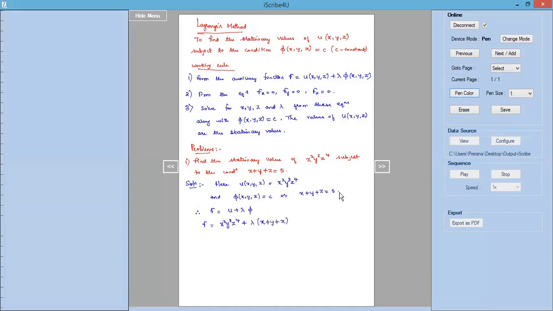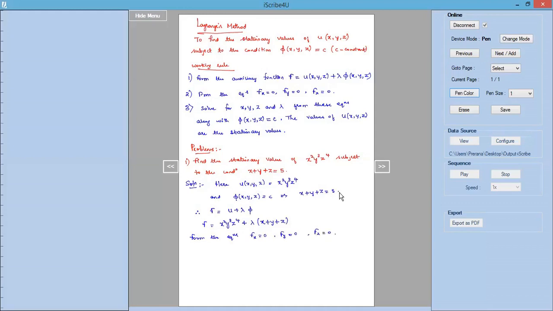So this is how we are able to write down the function f first. Now we need to form the equations fx is equal to 0, fy is equal to 0, and fz is equal to 0. This is step 2 for us.